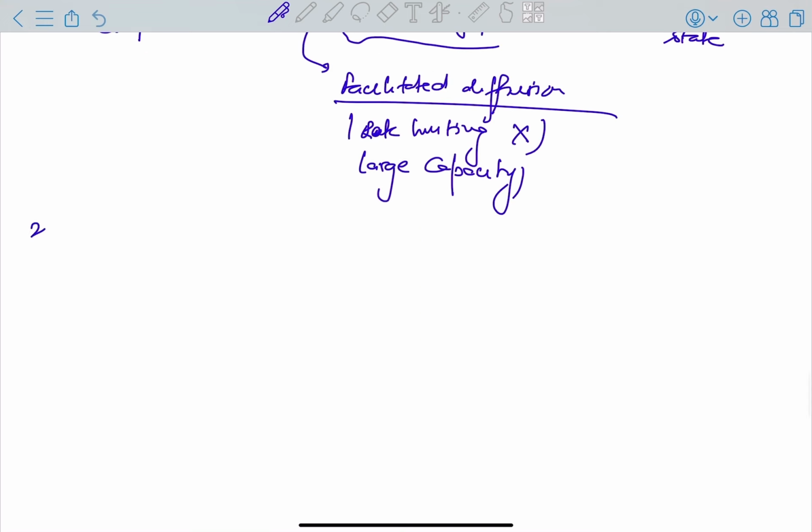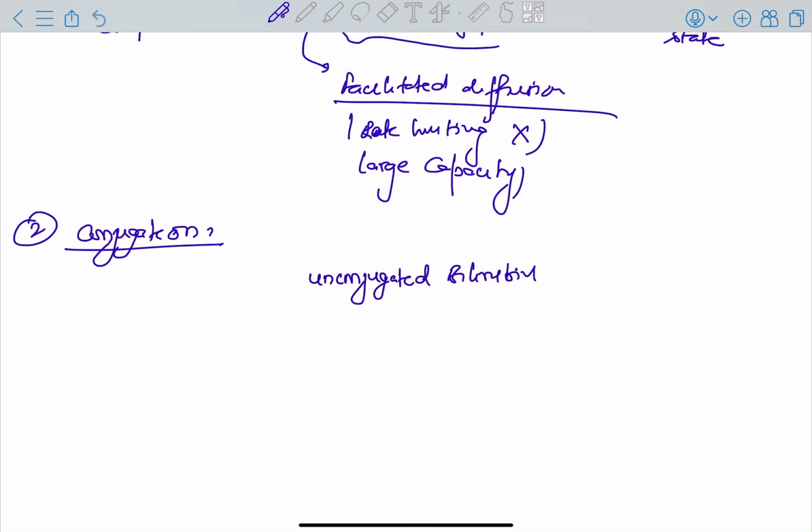The second step is the conjugation. Now, how does the conjugation take place? Basically, the unconjugated bilirubin, what actually happens is unconjugated bilirubin is acted on by the UDP glucuronide transferase.